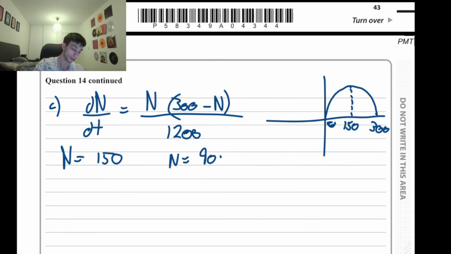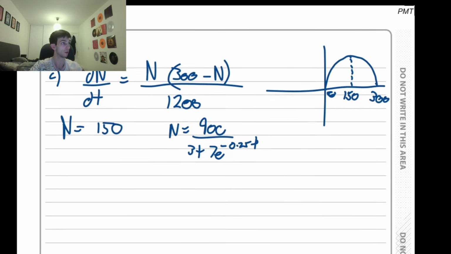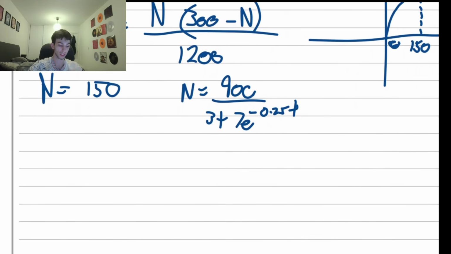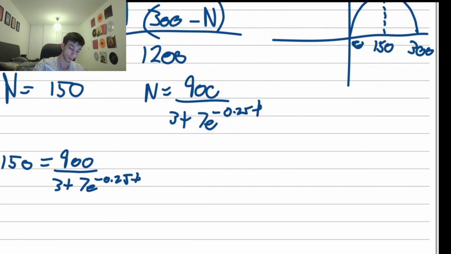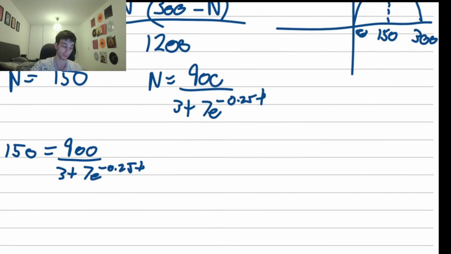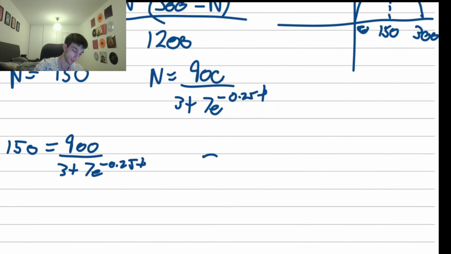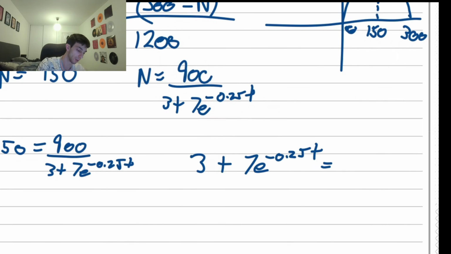Well, we know that n equals 900 over 3 plus 7e to the minus 0.25t. So plug in n equals 150 into this equation and rearrange for t. So we do 150 equals 900 over 3 plus 7e to the minus 0.25t. We are trying to make t the subject of the formula. So we can rewrite this: multiply over by 3 plus 7e to the minus 0.25t, divide over by 150. So we have that 3 plus 7e to the minus 0.25t will be equal to 900 divided by 150, which is equal to 6.